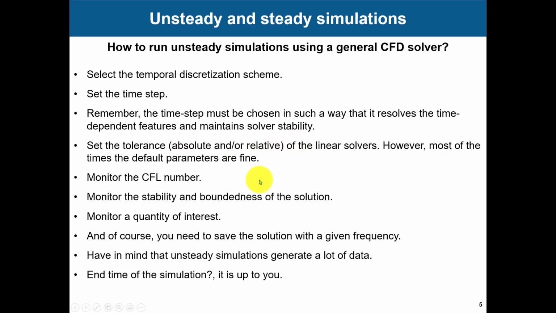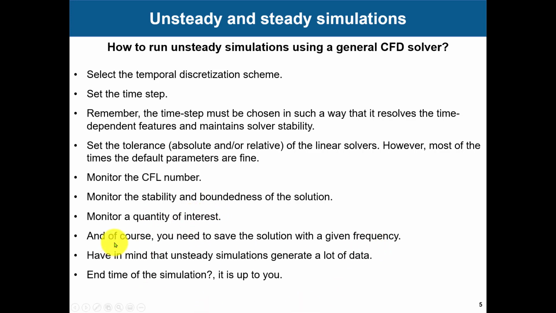You can change it. As I mentioned previously, monitor the CFL number, and also monitor stability and boundedness of the solution. You can do this by controlling some quantities of interest. It's not only about colors, it is also about these integral quantities. So monitor velocities at some points, mass flow conservation between inlet and outlet, minimum and maximum values of your field variables, and importantly also forces, so lift and drag as you are doing aerodynamics.